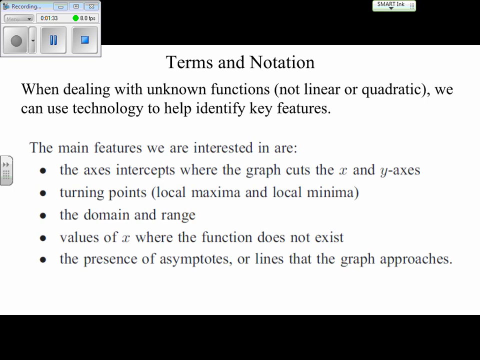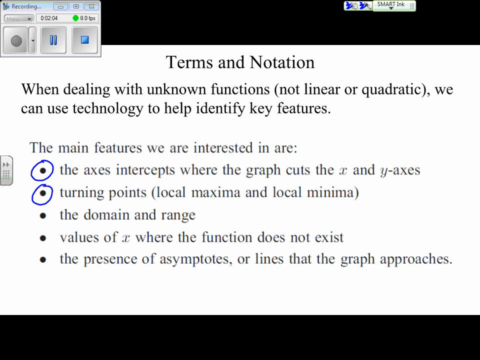The main features that we are interested in, first and foremost, are the axes intercepts. So where does our graph cross the x-axis and where does it cross the y-axis? We've done this for linear functions a little bit, and then we certainly spent a lot of time on this when we were talking about quadratic functions. And the technique that we'll use to find our x and y intercepts is almost identical to what we did for quadratics. And then another thing we're going to talk about is turning points.